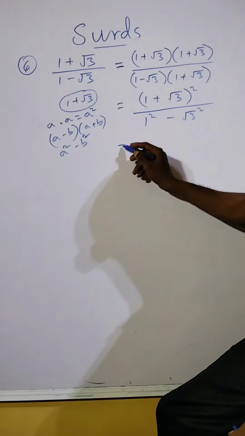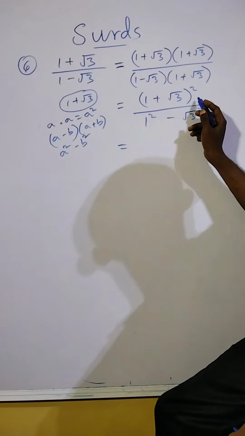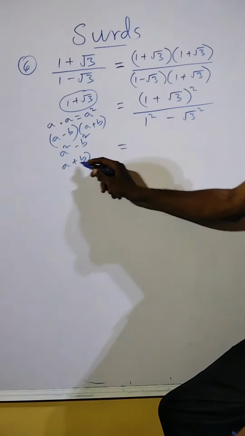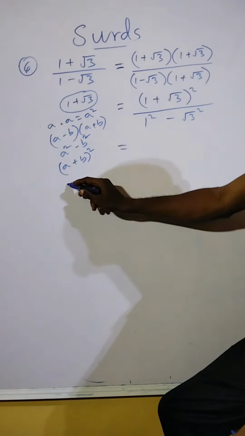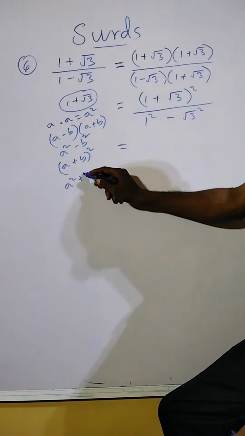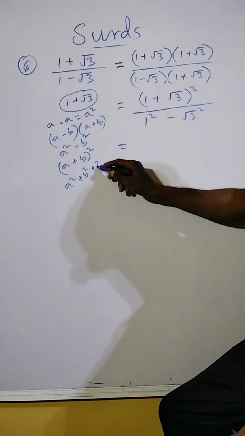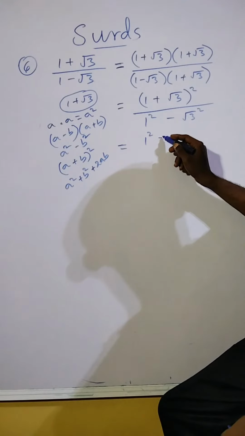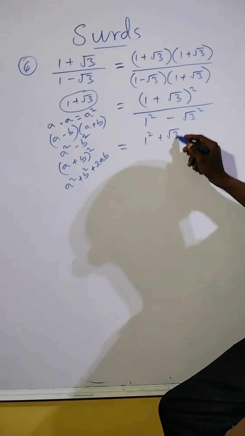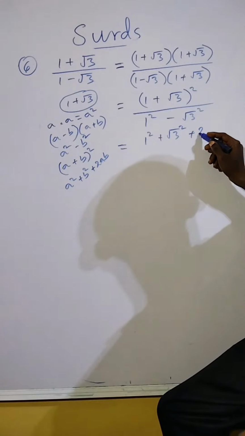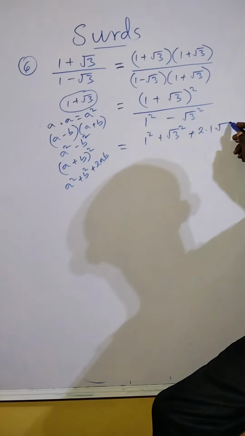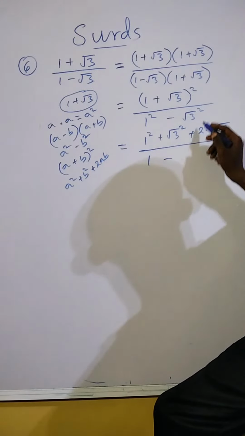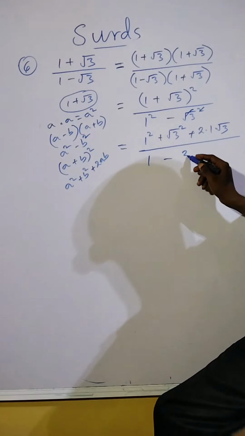And this now becomes, when we expand this, this follows when we have a plus b all square. We can write this as a square plus b square plus 2ab. So here we can say this is 1 square plus root 3 square plus 2 times 1 times root 3, which is divided by 1 square is 1 minus square cancel square root here, we have 3.